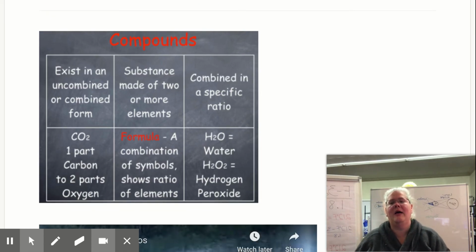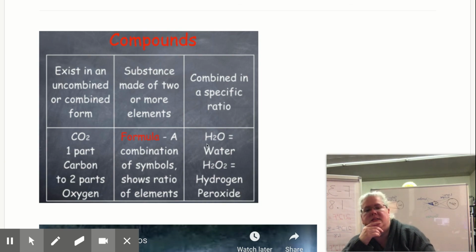compounds. So compounds exist in uncombined and combined form. Substances have to be made up of two or more elements in specific ratios. For example, CO2, carbon dioxide, is 1 part carbon and 2 parts oxygen. A formula then is that combination of symbols that show a ratio of the elements. In this case, H2O, 2 hydrogens, 1 oxygen, because there's no subscript, so it's implied there's only one, versus H2O2, as I said before, is hydrogen peroxide.